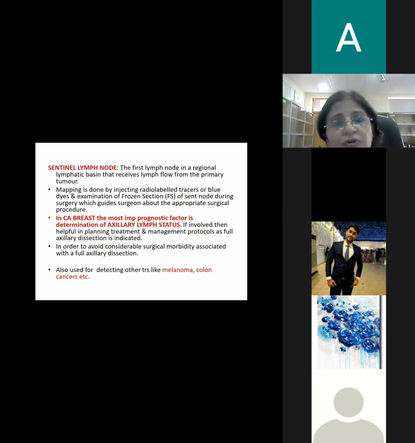And sentinel lymph node biopsy assumes importance in cases of cancer of the breast as well as in colon cancers and malignant melanoma, which is a skin cancer. ठीक है? Sentinel lymph node is very important. इसको अपनी किताब में से पढ़ भी लो बच्चों.